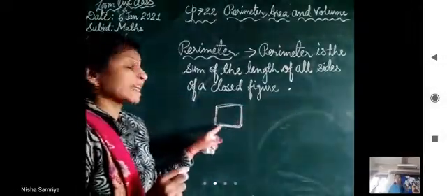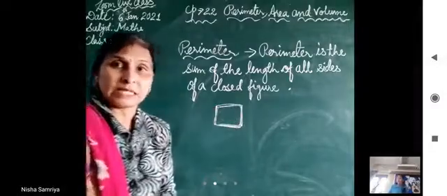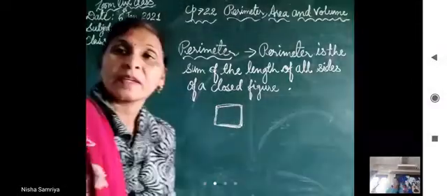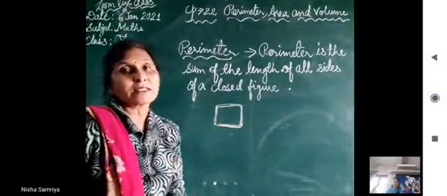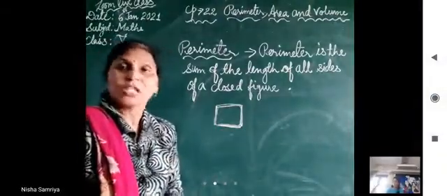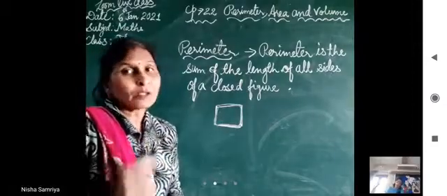इस सारी साइड्स का अगर हम सम करते हैं तो वो क्या कहलाता है? पेरीमीटर. The unit of perimeter is same as the unit of length. जो लेंथ की यूनिट होती है वही हमारी पेरीमीटर की भी यूनिट होती है.